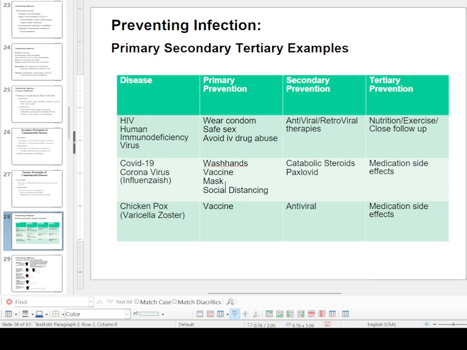Okay. And now, what if you did get COVID-19? Then you got the actual antiviral, and then some people, not everybody, but some people needed a catabolic steroid.